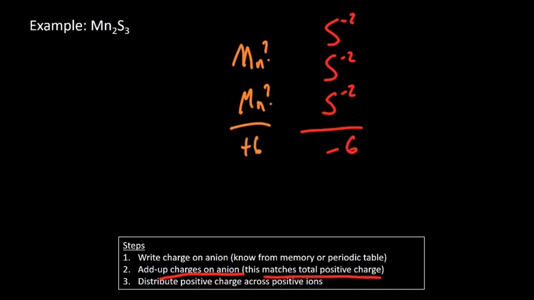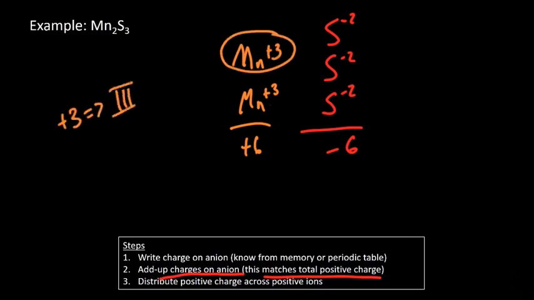Now I distribute. So if I have 2 things that add up to plus 6, what must that be? Well, basically I'm dividing 6 by 2, right? So I get plus 3 on each of them. And so that's the answer. And again, if I was naming, that plus 3 would tell me that I should put a Roman numeral of 3 into my name for this compound.